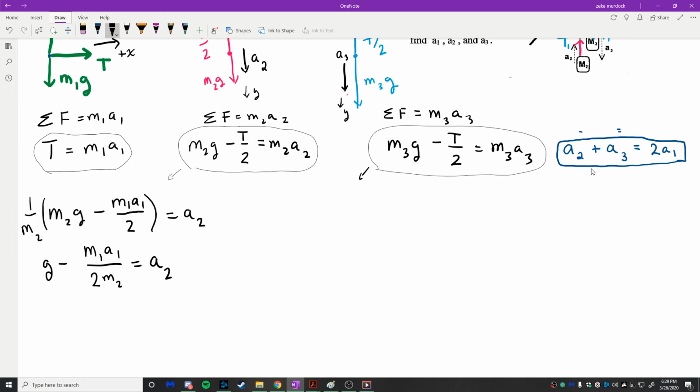For this one, we do the same thing, but now I don't want to skip a step. So it'll be 1 over M3, M3G, minus T, which was M1A1, divided by 2.